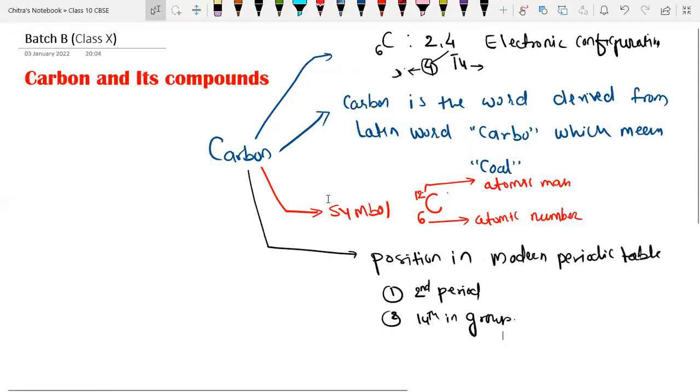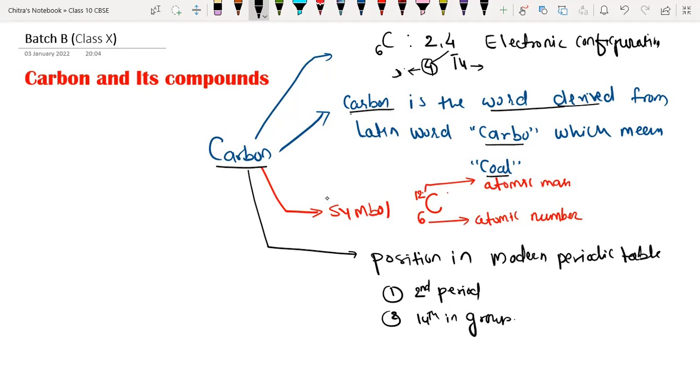Yes, sir. So we are discussing carbon. The name carbon is derived from the Latin word called carbo, which means coal. Very important, you have to remember that. Its symbol is capital C. Its atomic number is 6 and atomic mass is 12. It is the average atomic mass, and I will explain what average atomic mass is. And its electronic configuration is 2 and 4.